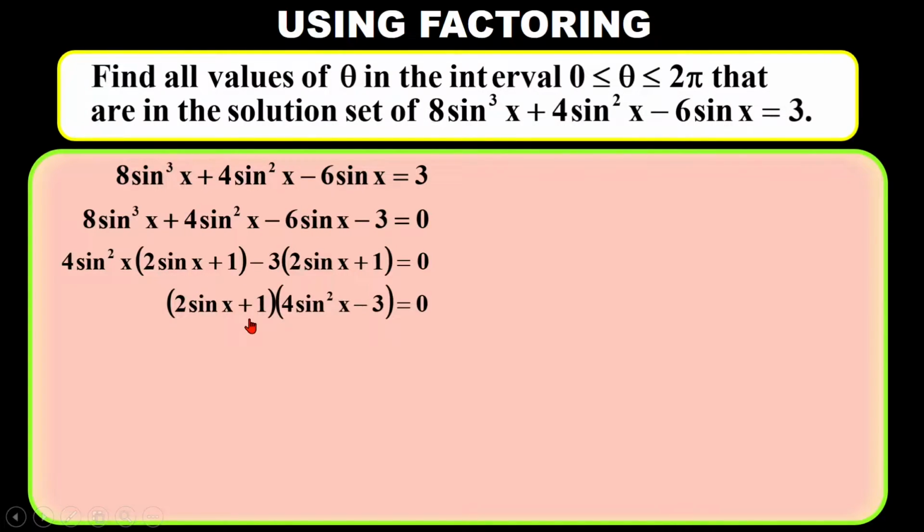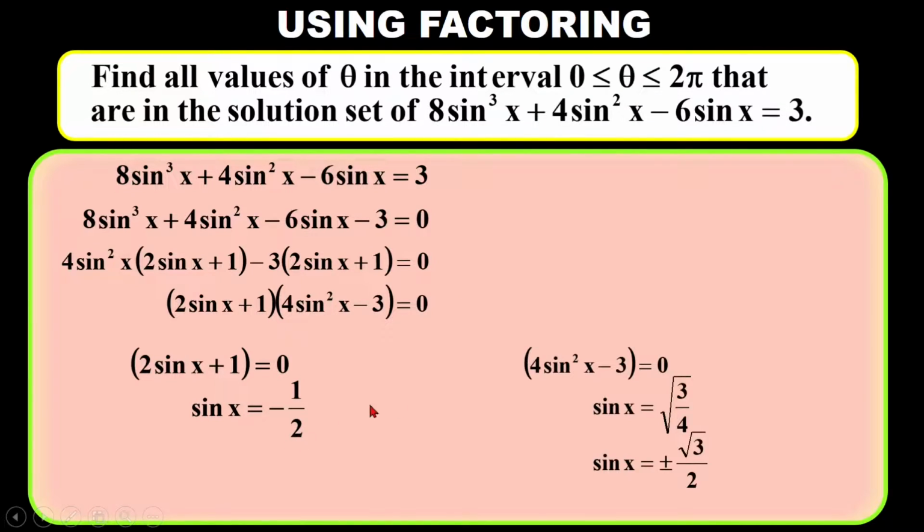So I will get something like this. And on the other side of the bracket will be 4 sine squared x minus 3. Okay, factorization is done. Now I'm going to split this into 2 sine x plus 1 equals to 0, so sine x equals to negative 1 over 2. And 4 sine squared x minus 3 equals to 0, so sine x is equal to plus minus square root of 3 over 2.